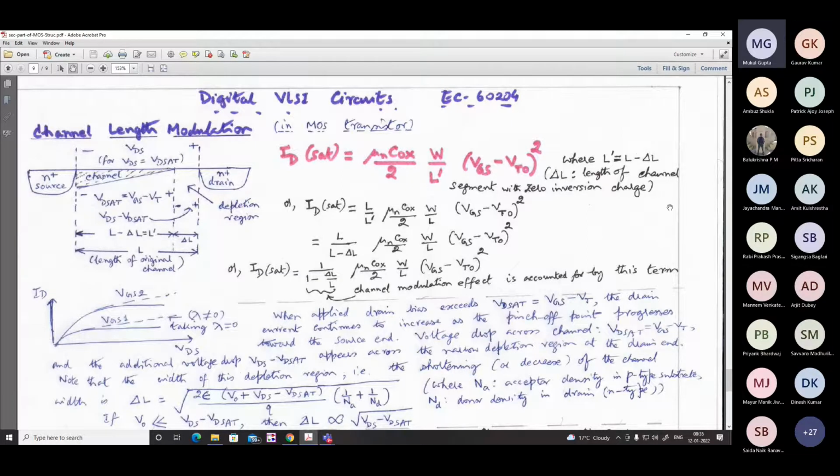And what is L prime? L prime is the effective length of the channel, the electrical length of the channel.